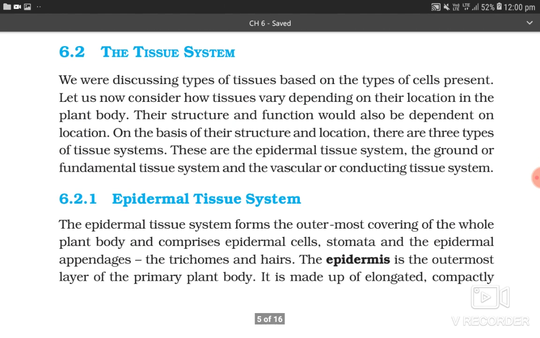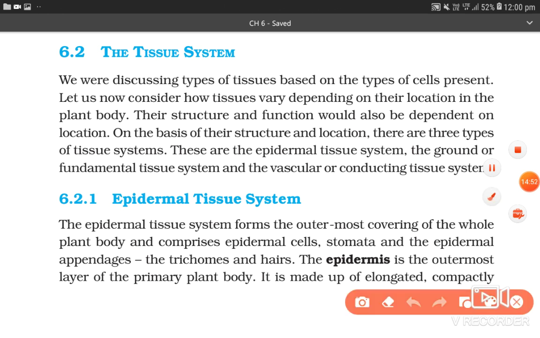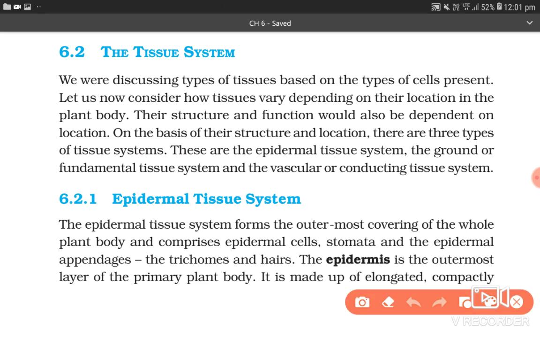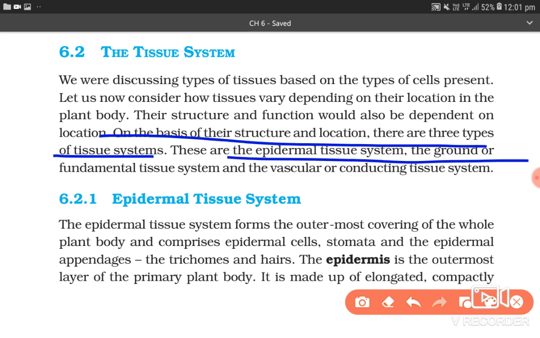6.2 The tissue system. We were discussing types of tissue based on the type of cells present. Let us now consider how tissues vary depending on their location in the plant body. Their structure and function would also be dependent on location. On the basis of their structure and location, there are three types of tissue system. These are epidermal tissue, ground tissue or fundamental tissue system, and the vascular or conducting tissue system.